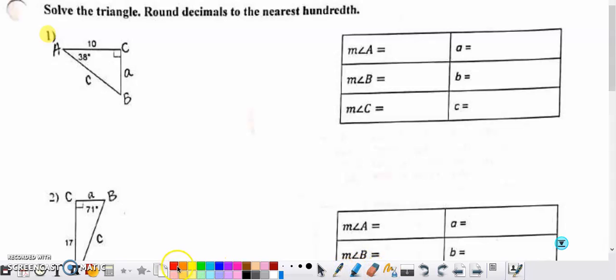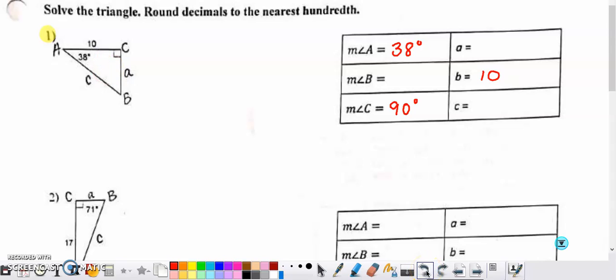units in length and one acute angle is 38 degrees. So the measure of angle A is 38 degrees. We're going to fill that in. Measure of angle C is 90 degrees. And where the 10 is positioned as the label of that side, that's side lowercase b. And that's again because it's opposite angle B.